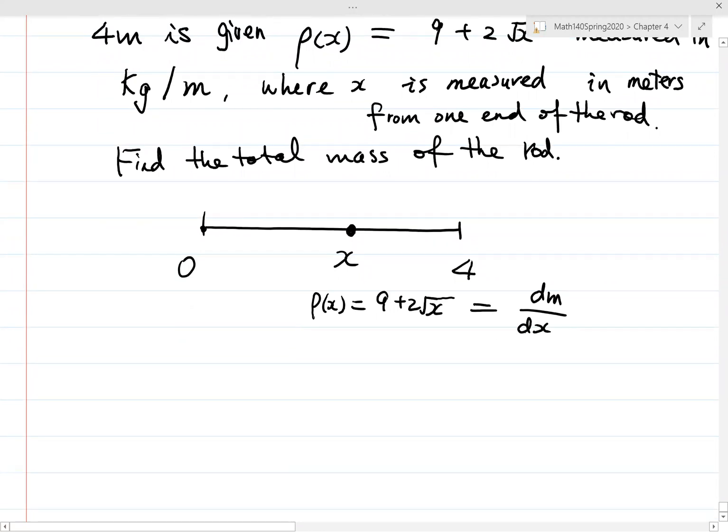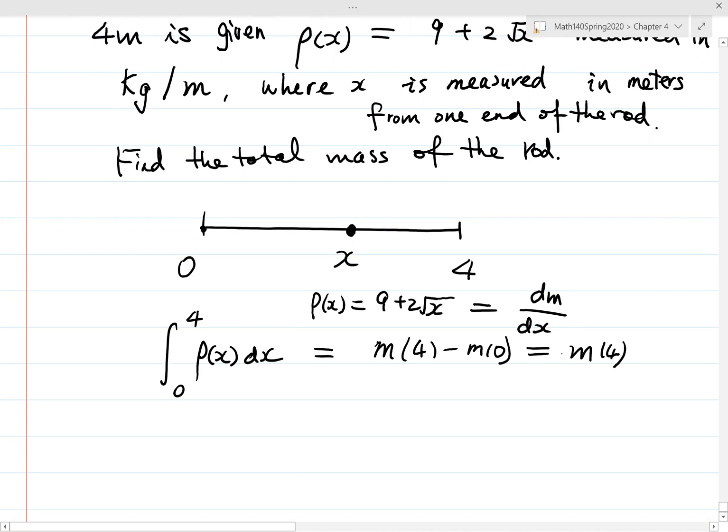Now to get m, we do the antiderivative. So we integrate, by the net change theorem, the linear density from 0 to 4. Then we get M(4) minus M(0). M(0) is simply 0, because at 0 there's no rod, so there's no mass. So this part equals 0, and this is the total mass of the rod.